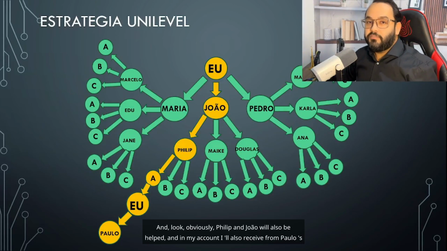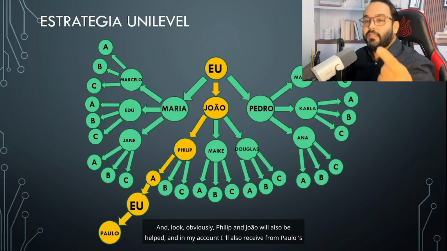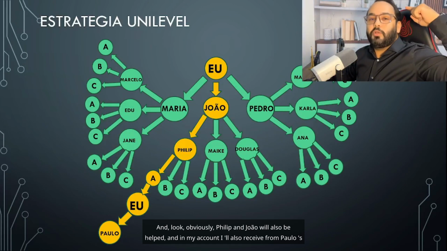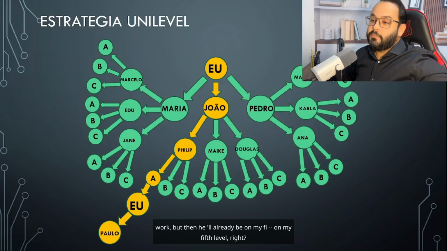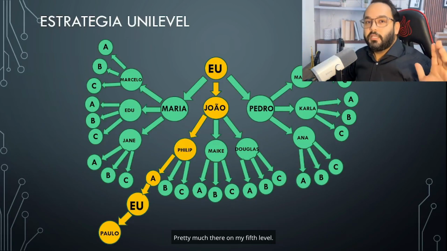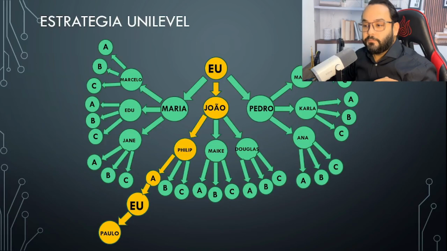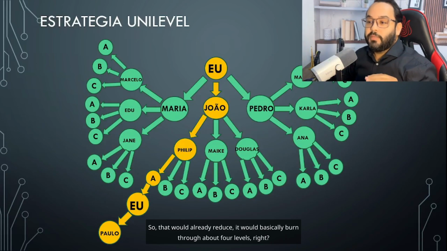And look, obviously, Philip and Joao will also be helped, and in my account, I'll also receive from Paolo's work, but then he'll already be on my fifth level, right? Pretty much there on my fifth level. So that would already reduce, it would basically burn through about 4 levels, right?